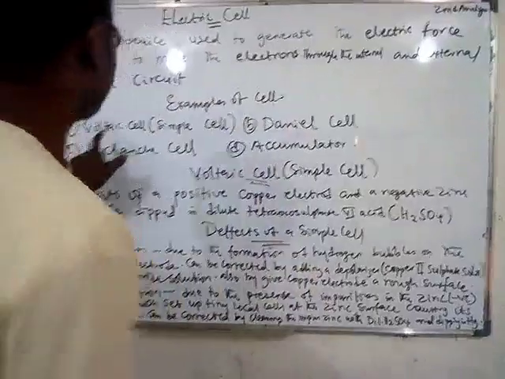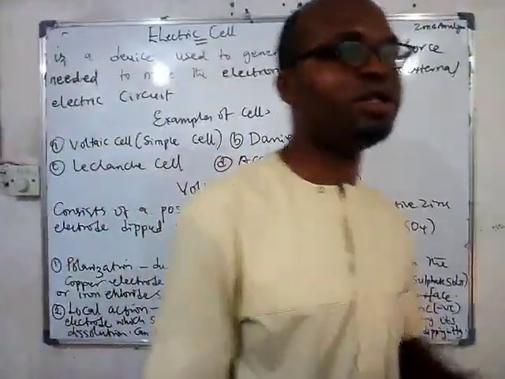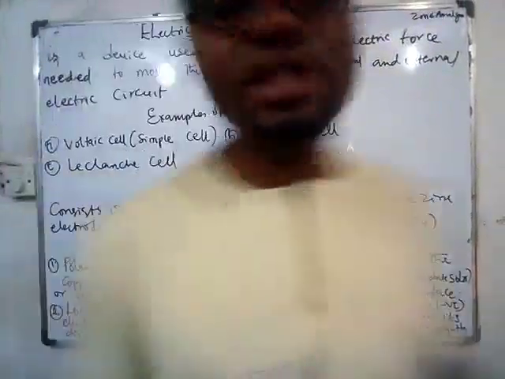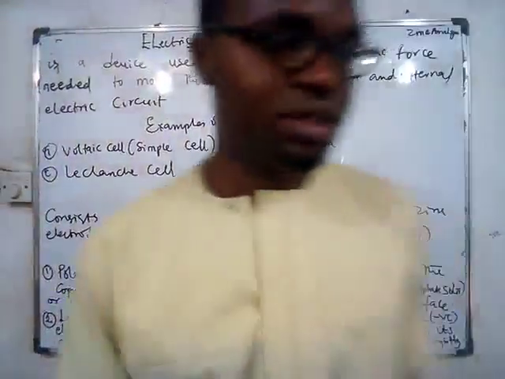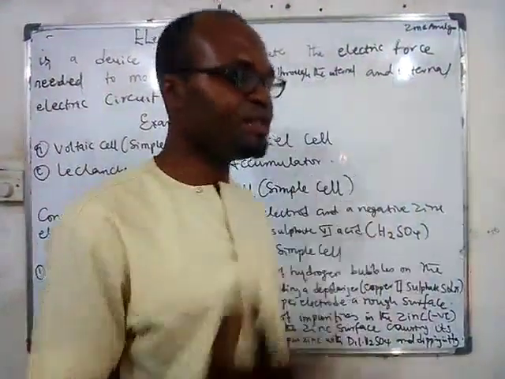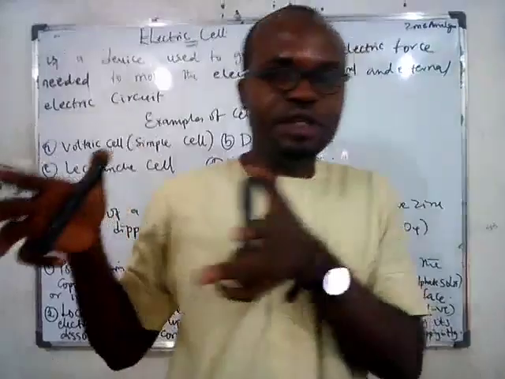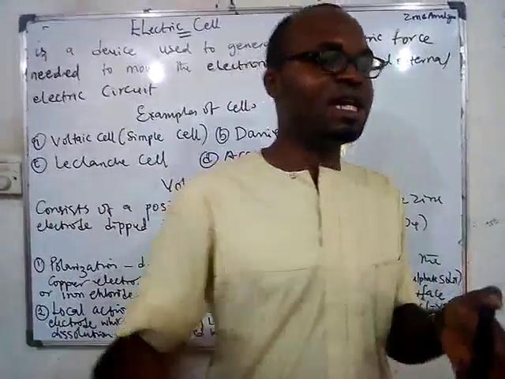We have different examples of cells. We have what we call simple or voltaic cell, which is the first one we're going to learn. We also have Daniel cell, we have Leclerc cell, and we have what we call accumulators. Is that clear? There are two classes of cells that we have. You understand? We have the primary cell and the secondary cell. The primary cells are those ones that cannot be recharged.